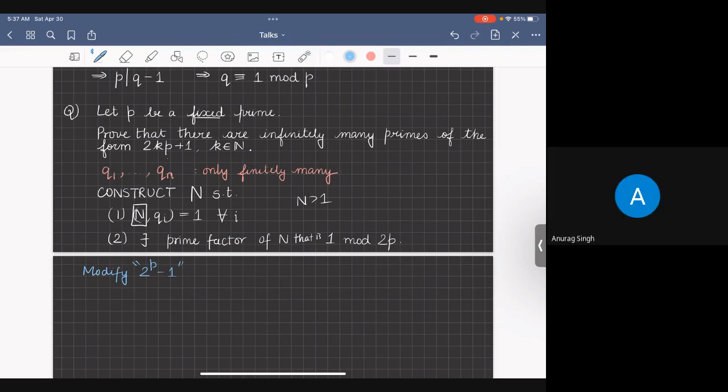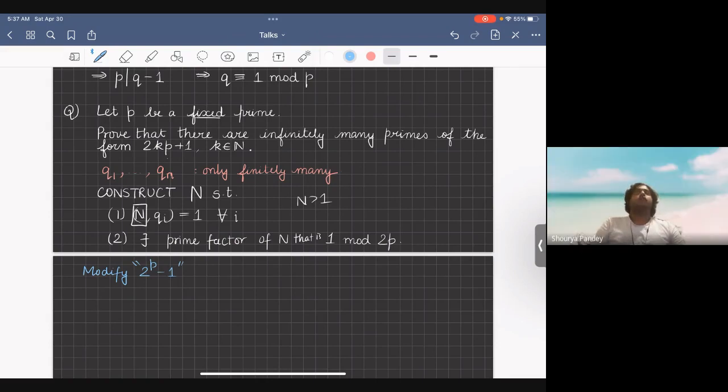We can get it in the form of 2 to the m minus 1 instead of 2 to the p. Let m be the product of all such finite primes. Okay, so we take 2 to the n minus 1. I don't think it's even true that 2 to the m minus 1 has factors only 1 mod 2p, right?